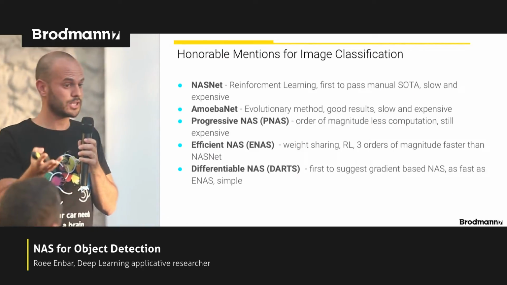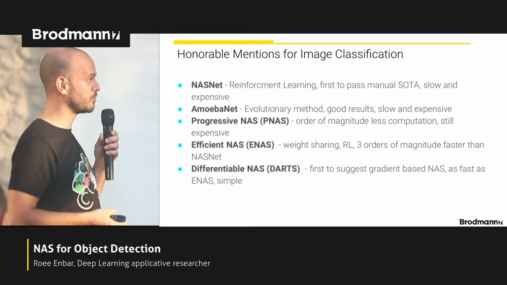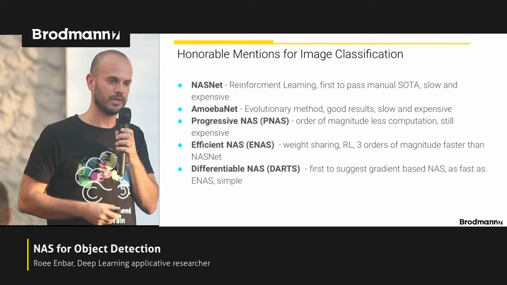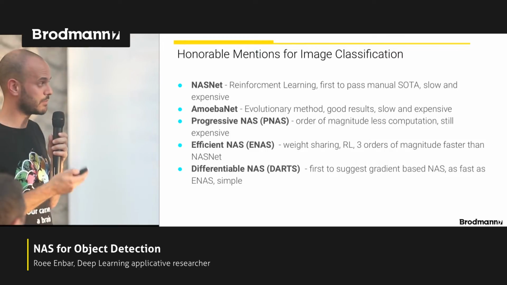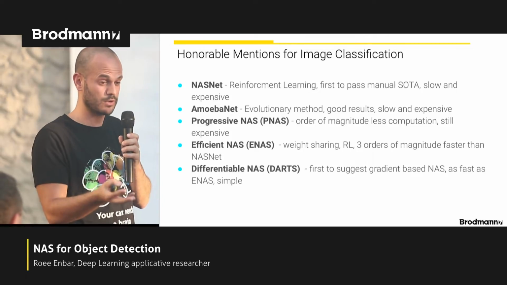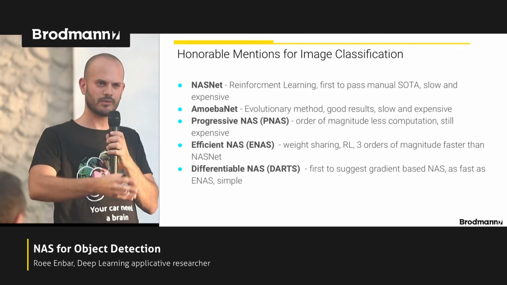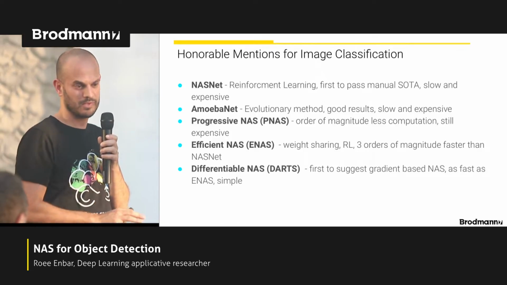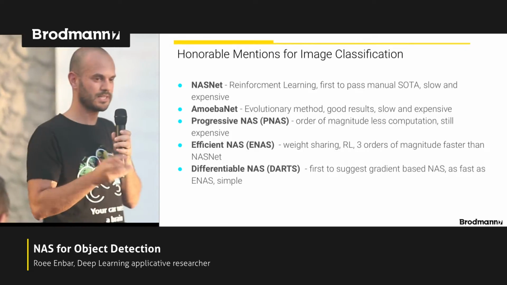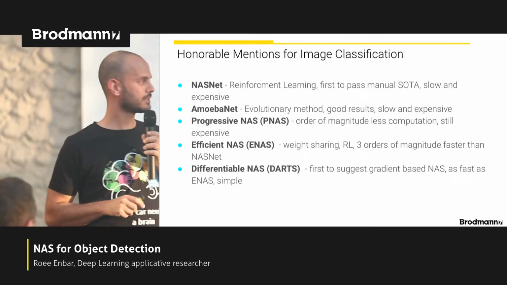So a few honorable mentions for image classification. We have the NASNet paper, which is the first one to surpass manually designed state-of-the-art. However, it was slow, it was super expensive. It took thousands or tens of thousands of GPU hours, which was compared to the carbon footprint of 5 people in their entire lifetime, which is crazy. Obviously, by Google, they have lots of resources. They can do whatever they want.